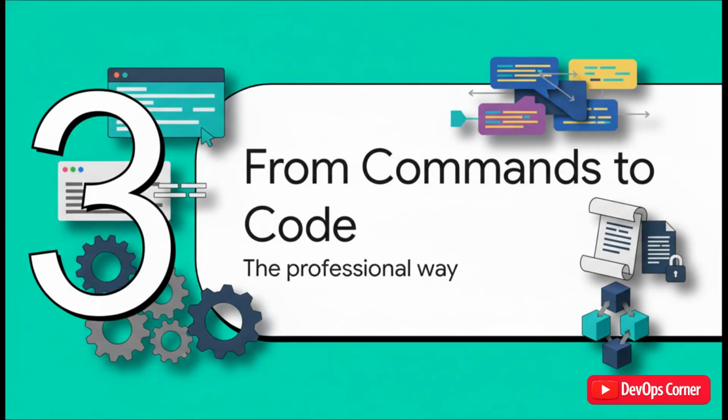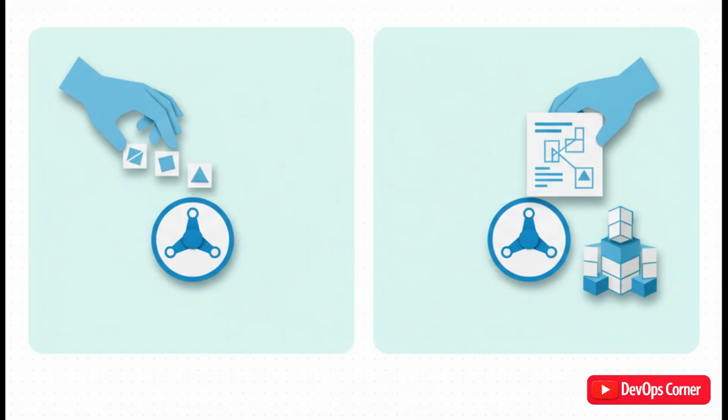So far, we've been using these one-off commands, and they're fantastic for learning and for quick tests. But when you're working in a real production environment, you need a process that's repeatable and that you can track and version control. It's time to go from commands to code. And this slide really breaks down the two philosophies. On the left is the imperative way we've been working. We're telling Kubernetes how to do something, step by step.